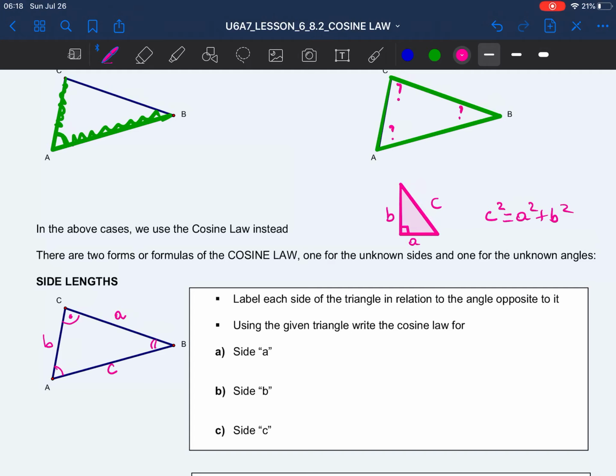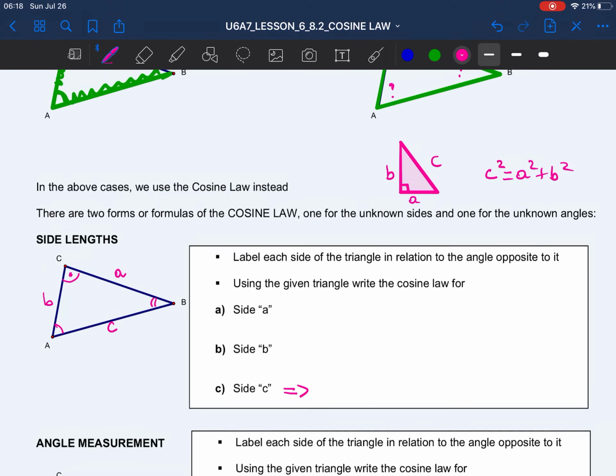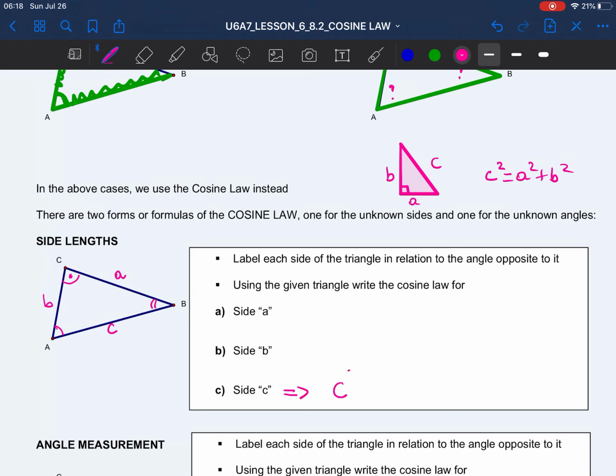Now, we labeled each side of the triangle, the angle set, and then we have to use the cosine law. I'm going to start with the side C. That's because it's closer to the Pythagorean theorem. Now, this is how we write the cosine law. We say that C squared is equal to A squared plus B squared.